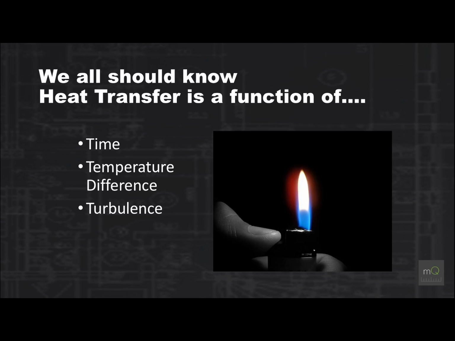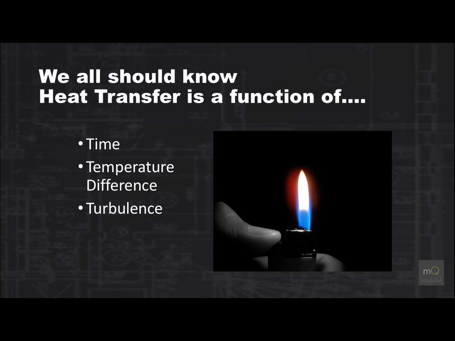Again, if you've been in this industry, you've had any formal training, you know that heat transfer is a function of time, temperature difference, and turbulence. So we need to make sure that the air is going past the coil at the right rate. Right? This picture of a lighter, the reason I have it there is you guys have all probably lit a lighter and flipped your finger backwards and forwards through the flame, right? And it doesn't get burned at all, right? Well, the flame's 1,000 degrees and your finger's 98 degrees. Well, why doesn't it get burned? Because there's not enough time, right, for that heat to transfer.